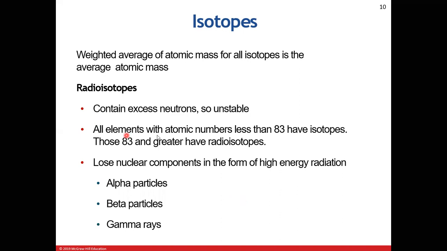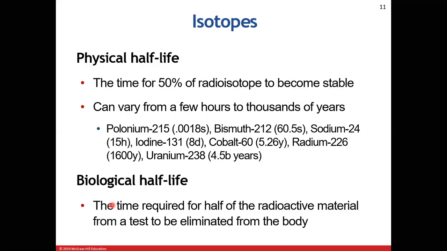All elements with atomic numbers less than 83 have isotopes. Those with numbers 83 and greater have radioisotopes. And so what that means is they lose nuclear components in the form of high energy radiation. And so we're looking at things like alpha particles, beta particles, and gamma rays. These make up the radioisotope component of the elements.